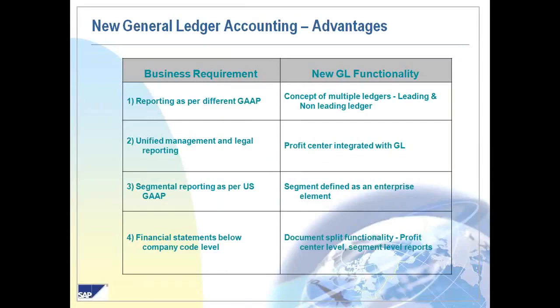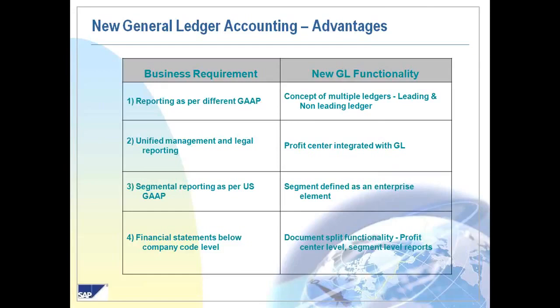So the concept of multiple ledgers, that is leading and non-leading ledgers, is available in the UGL concept. So unified management and legal reporting is possible. The old normal business requirement can be handled in UGL by means of profit center integrated with the GL. That is, profit center is no longer going to be part of controlling. It's part of the UGL concept.